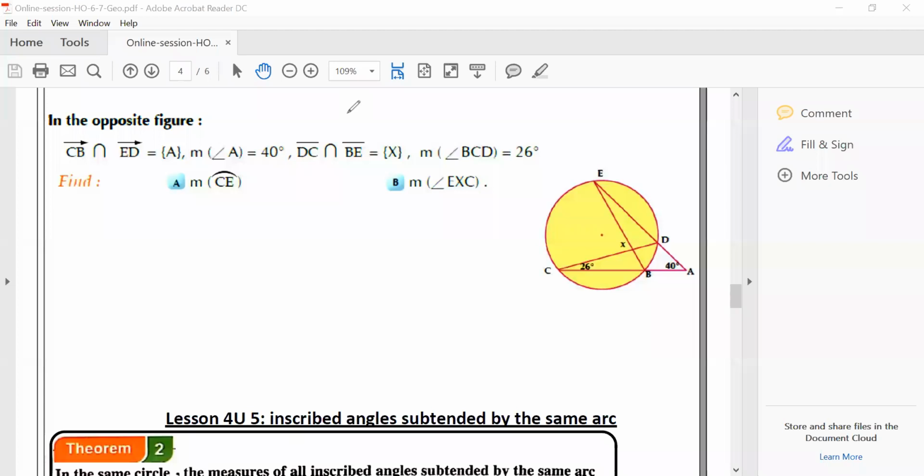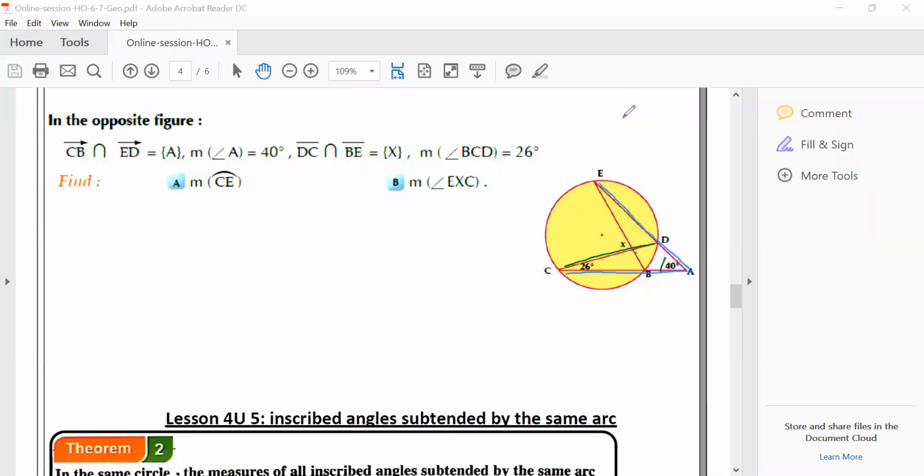Okay, here I have CB and ED intersecting at point A, which is outside the circle. Measure of angle A equals 40, and BC intersects BE at point X. But as you see here, there are two problems inside each other. I have two chords intersecting inside the circle, and another two chords intersecting outside the circle.